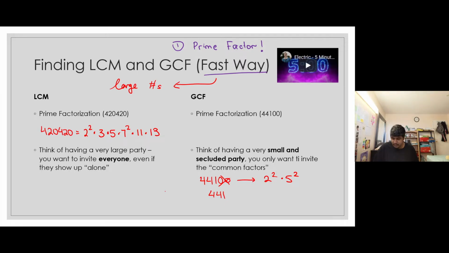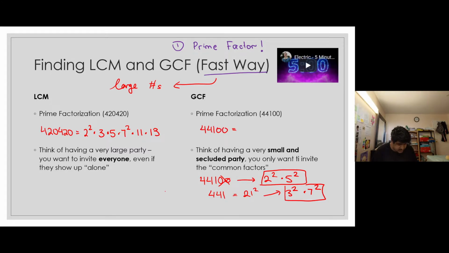441, if you're familiar with your perfect squares, this is actually a perfect square. So if we take the square root of 441, we actually get 21. So 441 is equal to 21 squared. And if we have 21 squared, we know this is going to break up into 3 squared times 7 squared, right? So now we put all of this together here, and we know that 44100 is going to equal 2 squared times 5 squared times 3 squared times 5 squared times 7 squared.